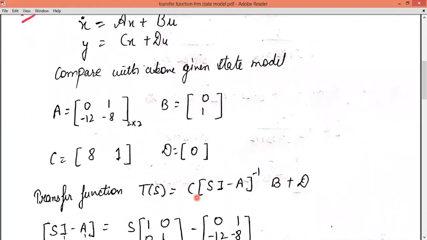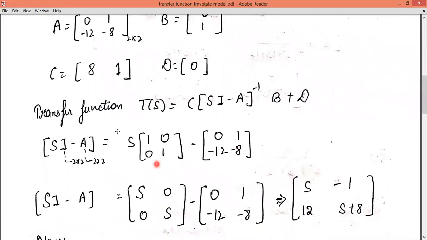Now we know how to write the transfer function: C into the inverse of (sI minus A), where I is the identity matrix, multiplied by B, plus D. We will find this step by step. First we will find the matrix sI minus A, then we will find the inverse.